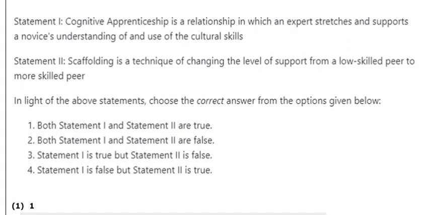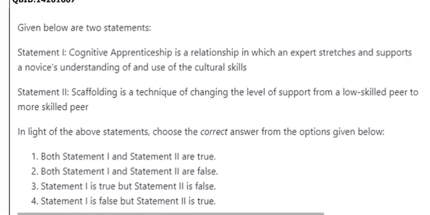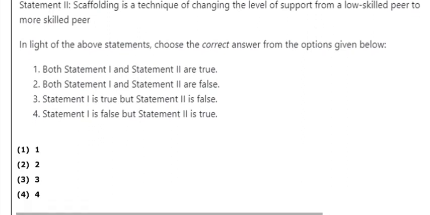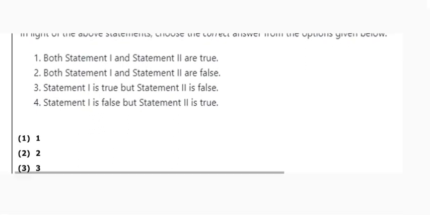So these are the options. Both statement 1 and 2 are true. Both statement 1 and 2 are false. Statement 1 is true but statement 2 is false. Statement 1 is false but statement 2 is true. So number C will be correct. That means statement 1 is true but statement 2 is false.